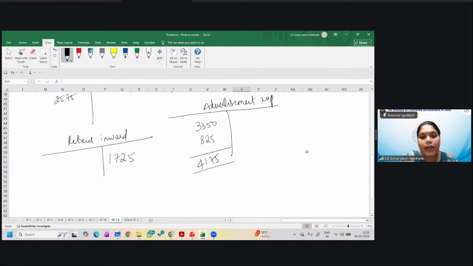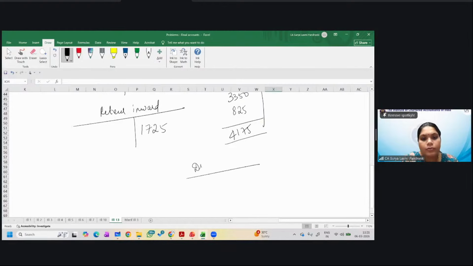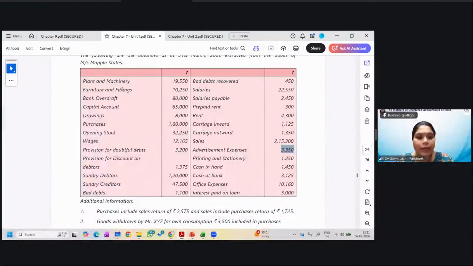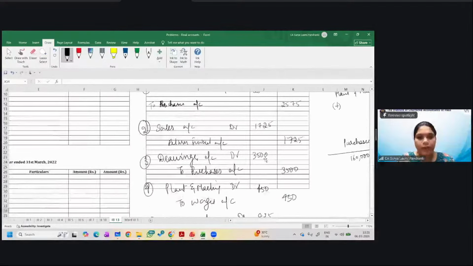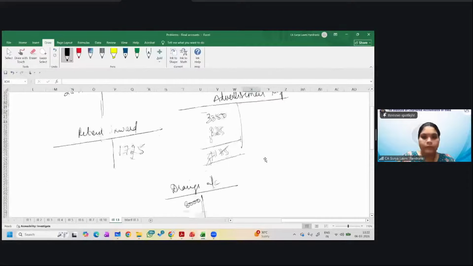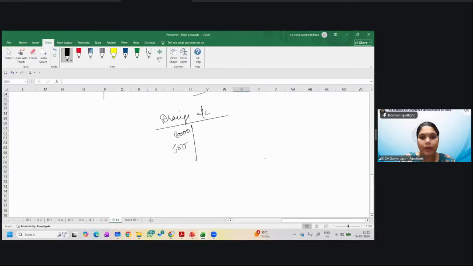Are we done? I think we have drawings left, no? Let us do drawings also. Drawings account. What are the actual drawings in the table? Drawings we have here is 8,000, right? And what is the adjustment we have to do to drawings? 3,500. So what is the final figure of drawings? 11,500. Okay, got it. Done.